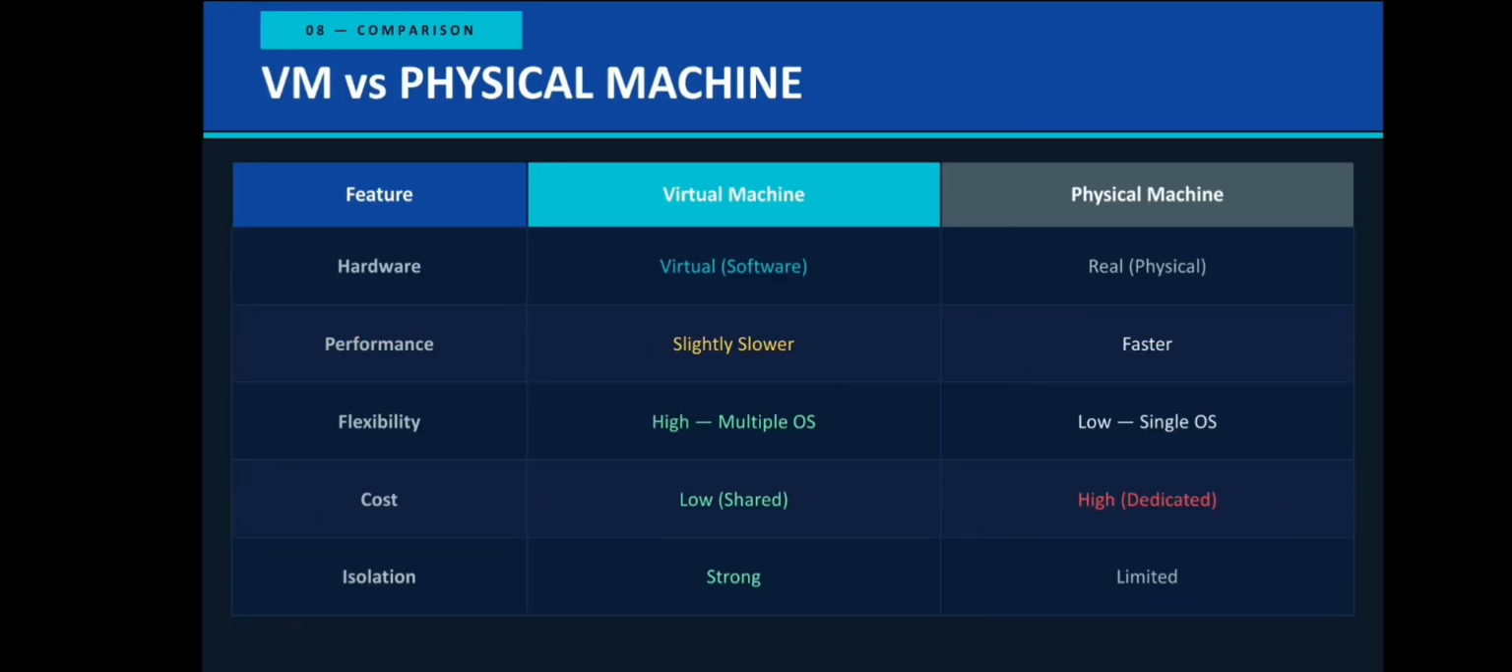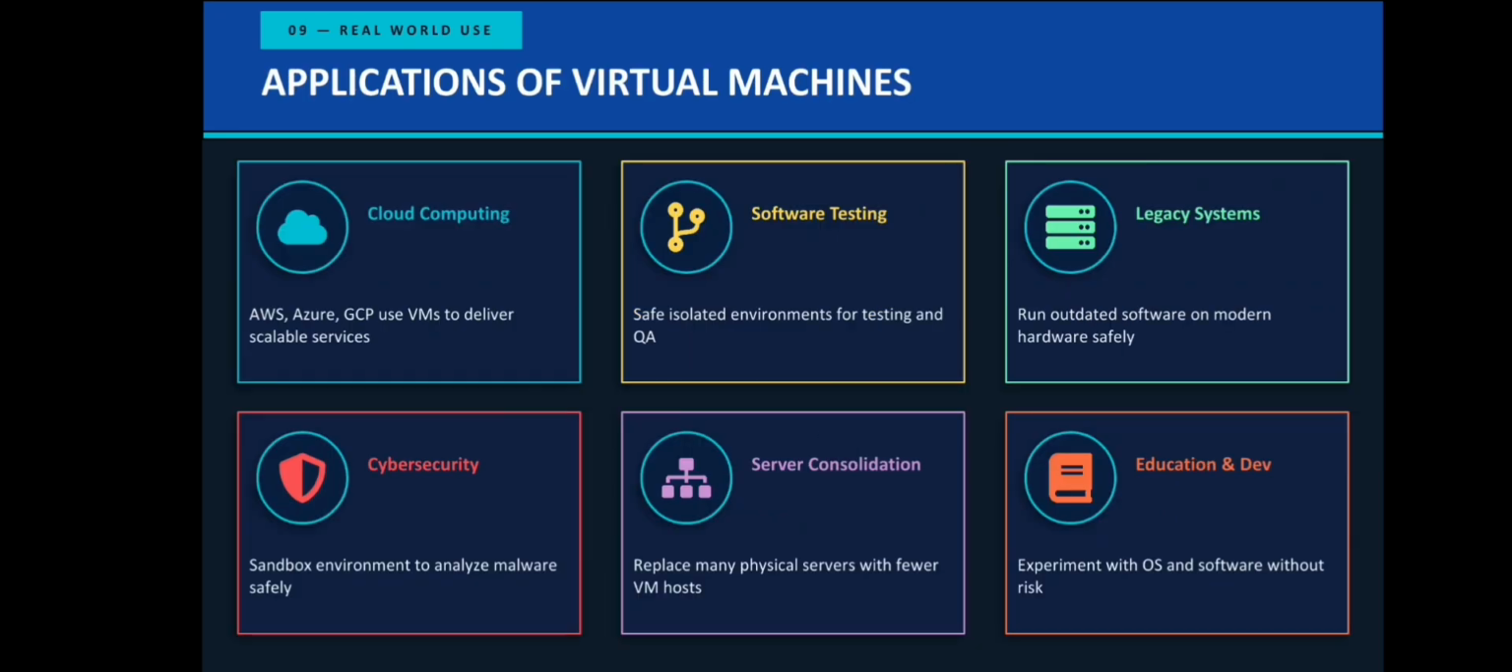Then VM versus physical machine. VM uses virtual hardware, physical machine uses real hardware. VM is slightly slower, physical machine is faster. VM supports multiple OS, while physical usually supports one. VM is cost effective, physical is expensive. VM provides better isolation.